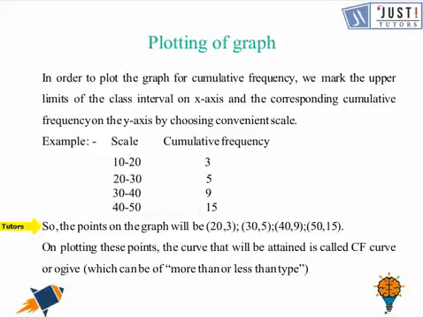So this was just a hint how we used to plot the points, how we choose the points from the data. On plotting these points, the curve that will be attained, we call it the cumulative frequency curve, or we also call it ogive. We do write it as OGIVE, but we read it as ogive, which here in this particular case, the one that we have written as the points are more than type.